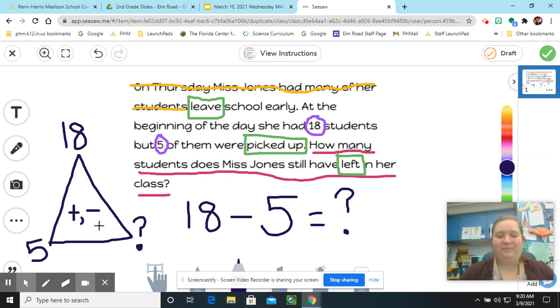All right, boys and girls, go ahead and solve this answer and raise your hand and let your teacher know what the final answer is to this number story.